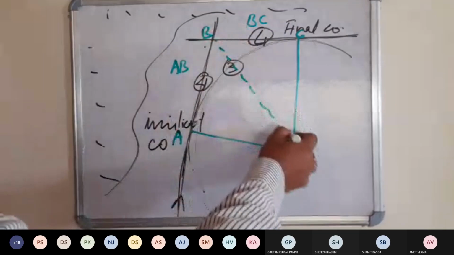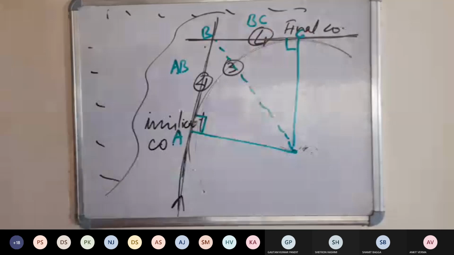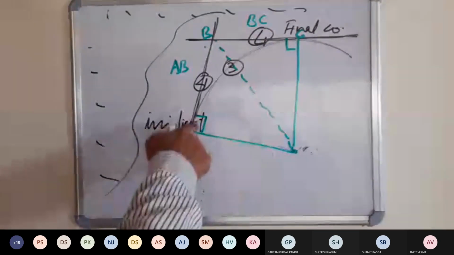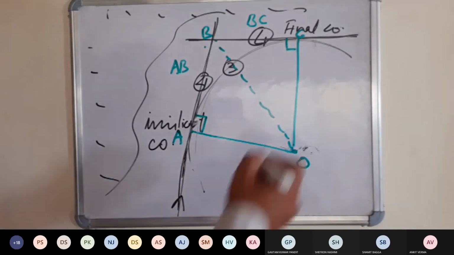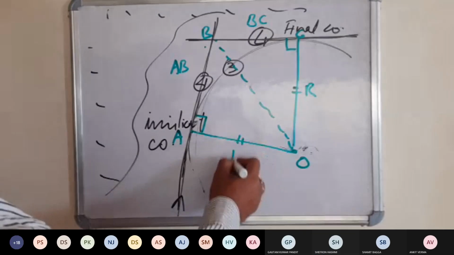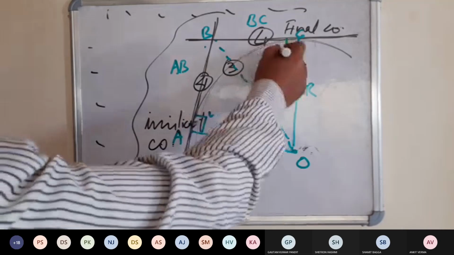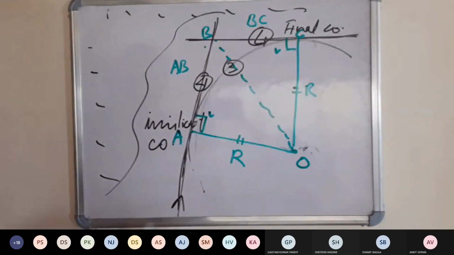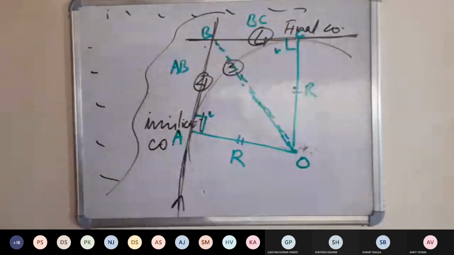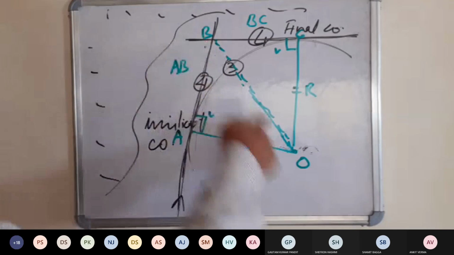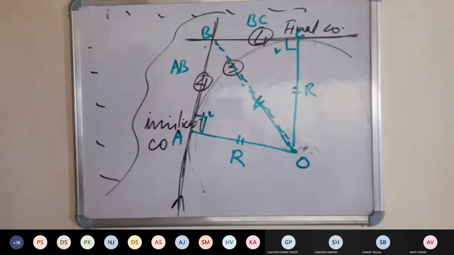If we draw a line like this, there are two right angle triangles क्योंकि ये tangent है तो यहाँ पे 90 डिग्री बनेगा. In this one is R, this one is R. This is 90 degree, this is 90 degree. And we are drawing this line BO, which is common in both of these triangles.